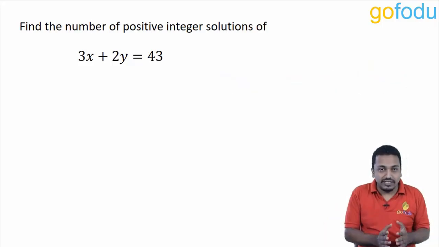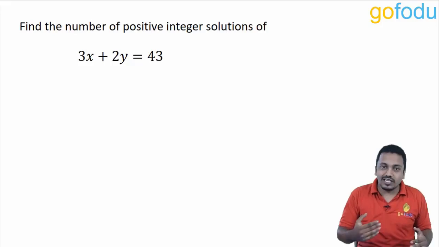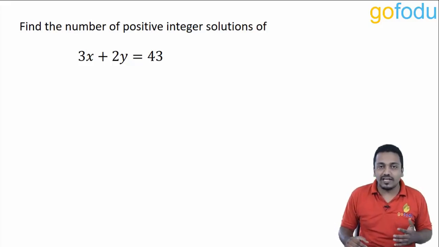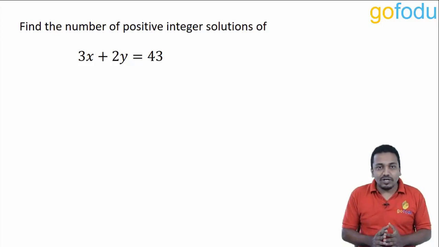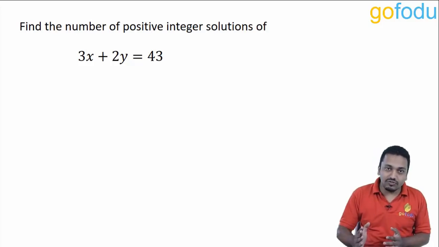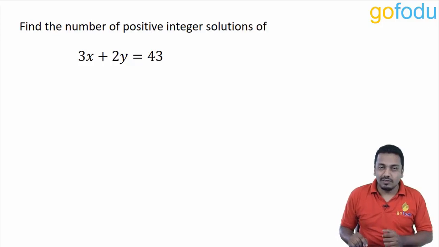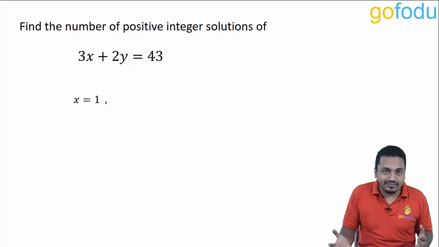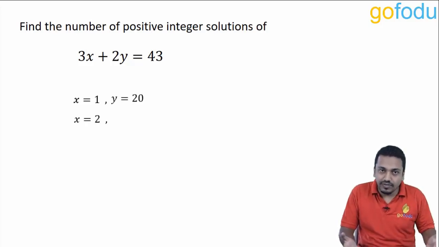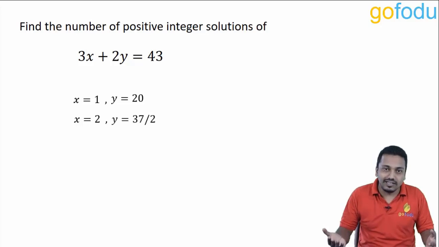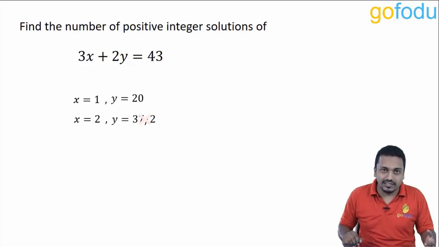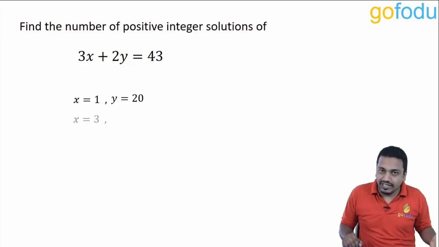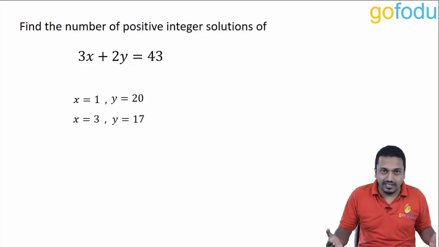Now to find the positive integral solutions, we'll start with hit and trial, and then we'll formulate a method to save time. You see such a question, start putting values straight away. Put x equal to 1. Do we get an integral value of y? Yes, y is 20. Put x equal to 2, y will come out to be 37 upon 2. It is not an integer. Put x equal to 3, y will be 17.